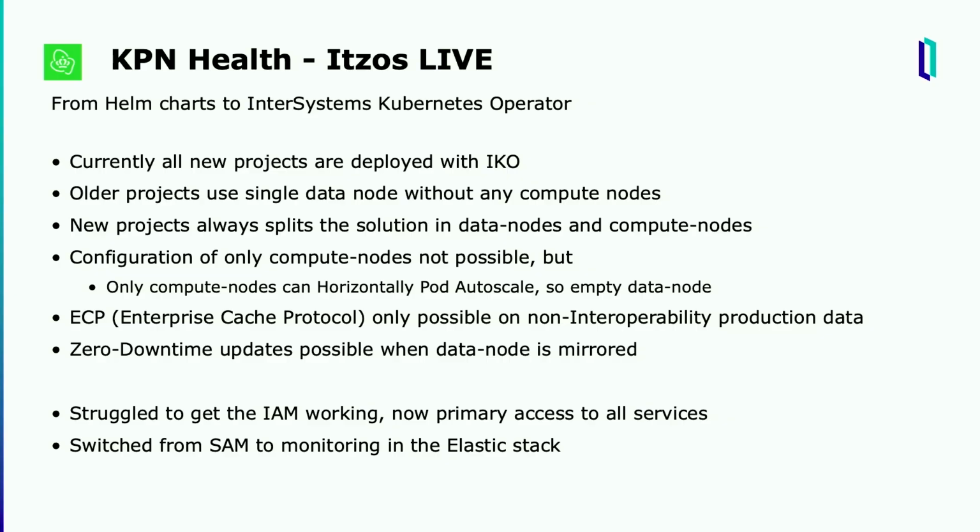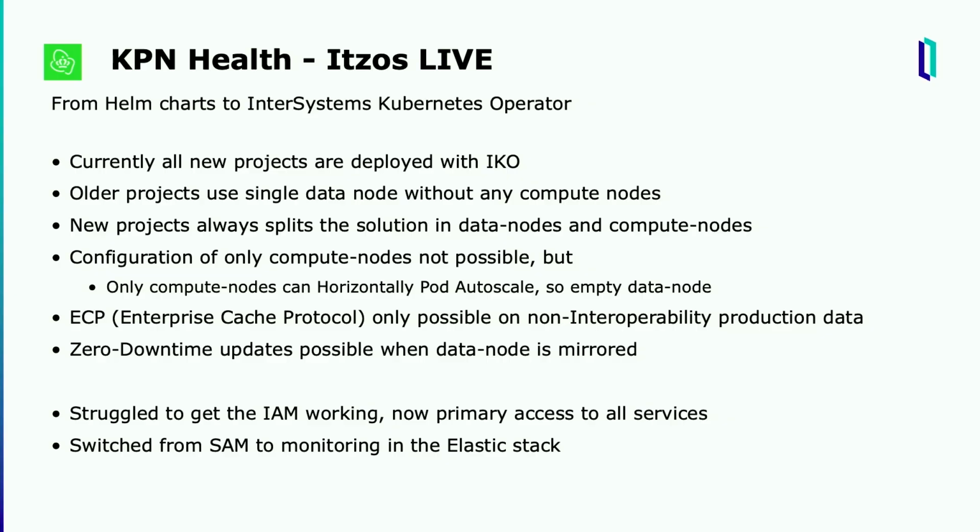Something I just learned from Bob in the back is that ECP, the Enterprise Cache Protocol for writing data to the data node, is not encouraged by InterSystems to be used with interoperability production. If you want specifics of the interoperability production, such as first in, first out, or queuing mechanisms, you cannot put that in the data node. You have to keep that on the compute node, the compute node being the node where the production is run.